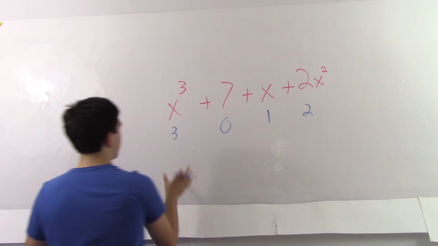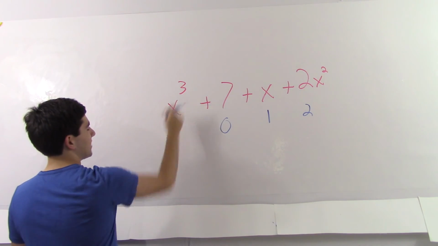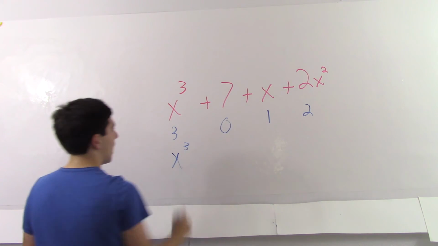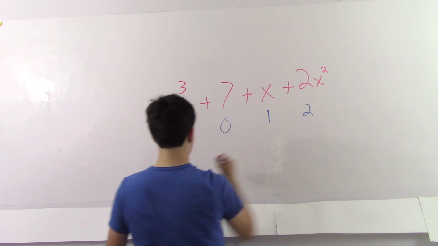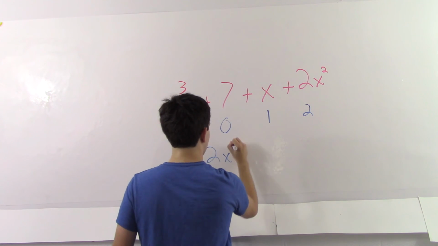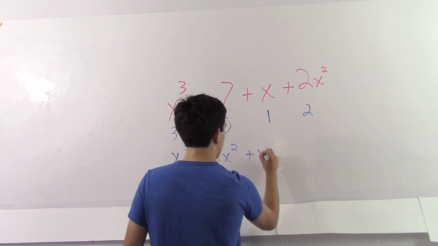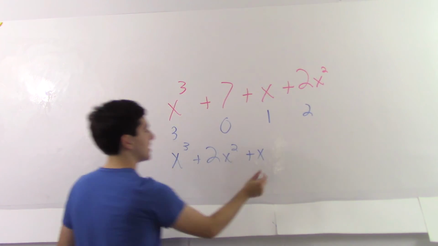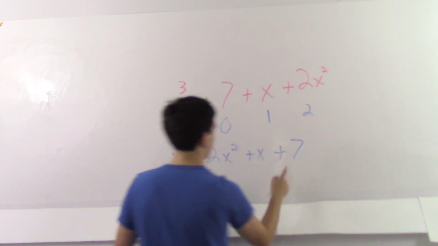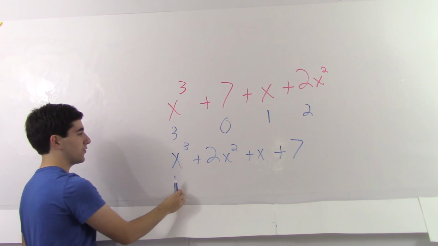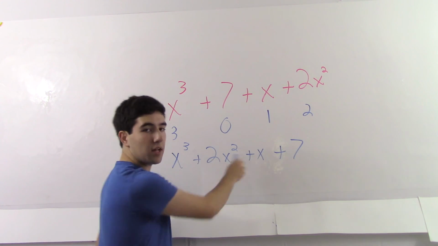So, our biggest degree with 3 is x cubed. Our next biggest degree is 2x squared, so we're going to write that down here. Our next biggest degree is x with 1. And then our last degree, our constant, is 7 with a degree of 0. And this is in standard form, x cubed plus 2x squared plus x plus 7.